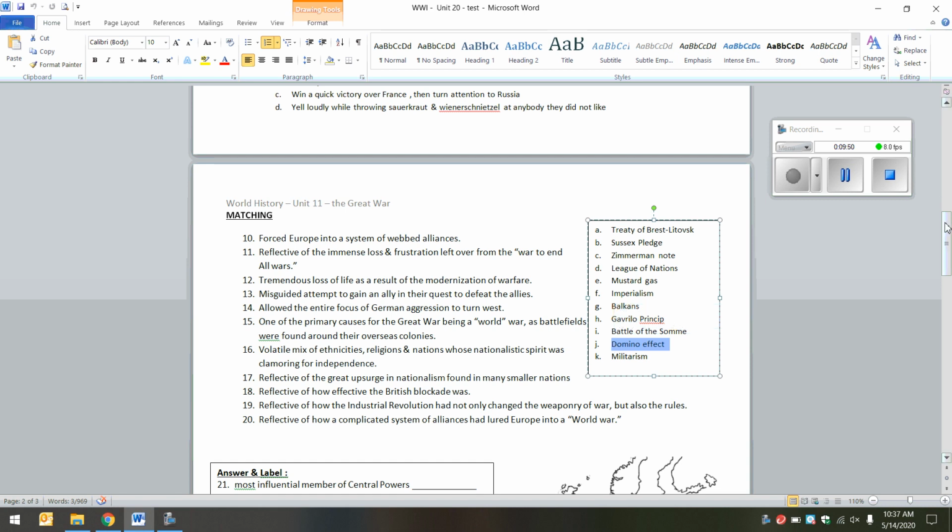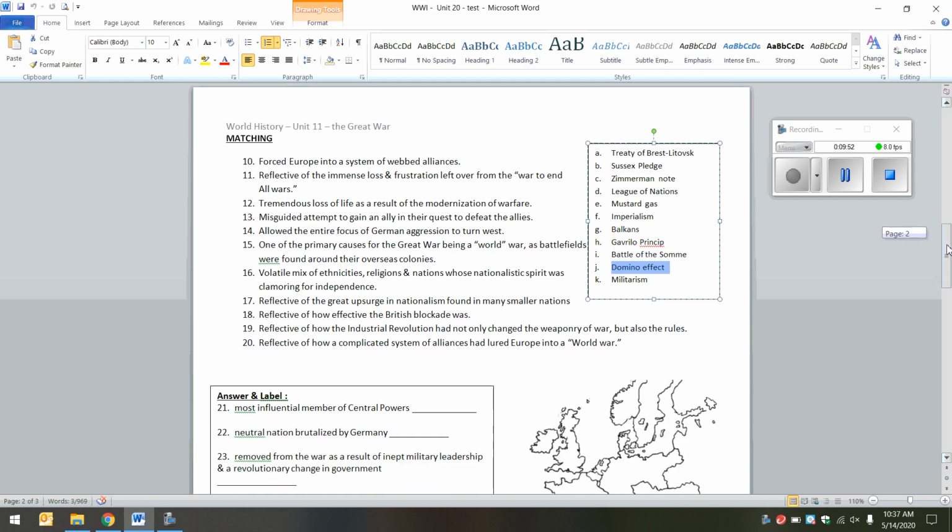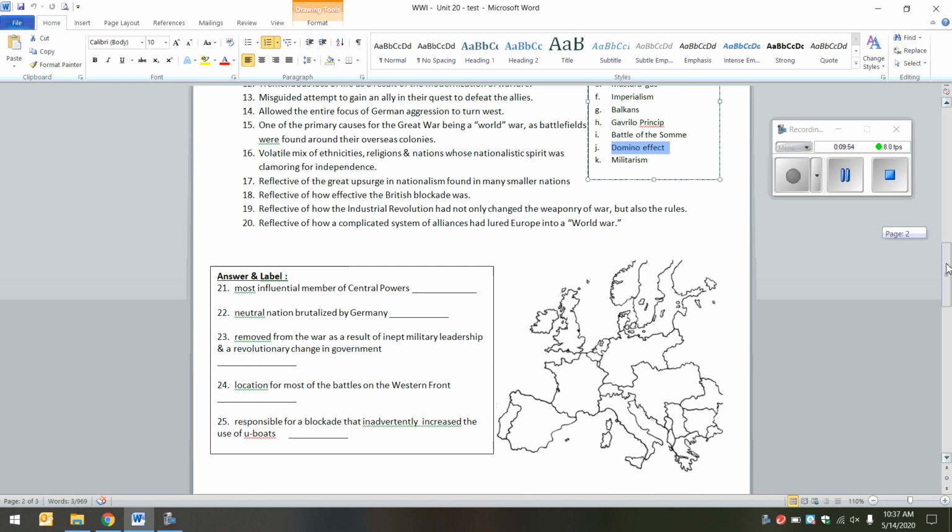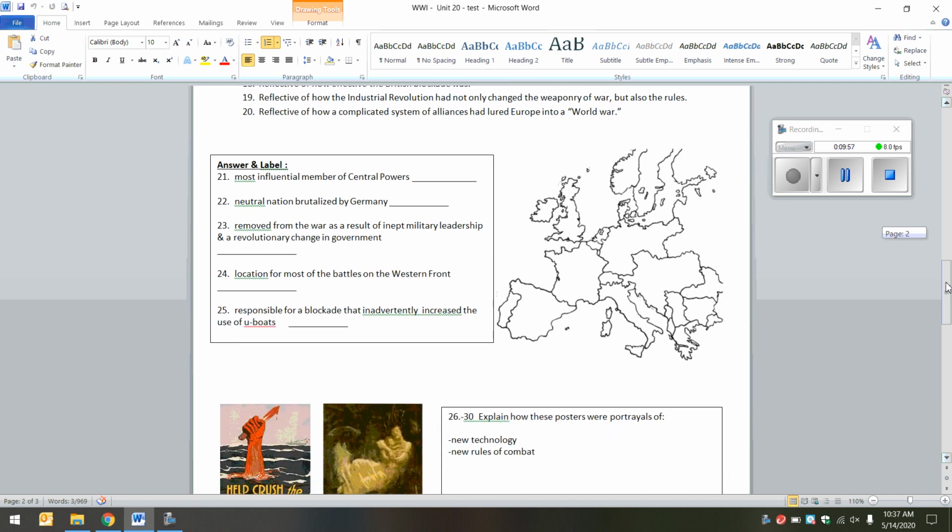Okay, that's tough matching. I don't think anybody got them all right. Well, I take it back. One person got them all right, but that's tricky. All right, so some issues here. Because if you don't get the right answer here, then you don't know which country to label on the map. I tried to be a little forgiving on that, but let's just go through and get this correct.